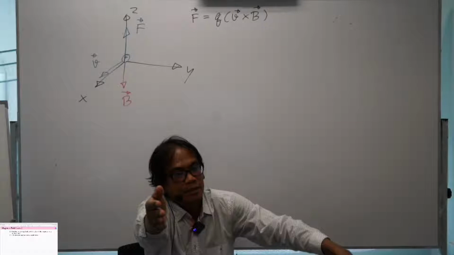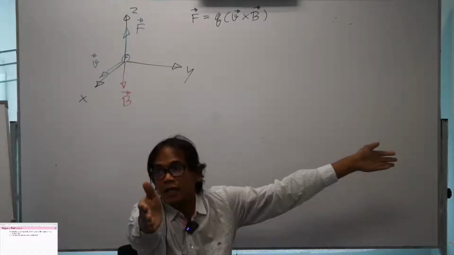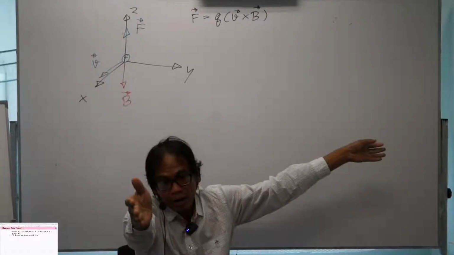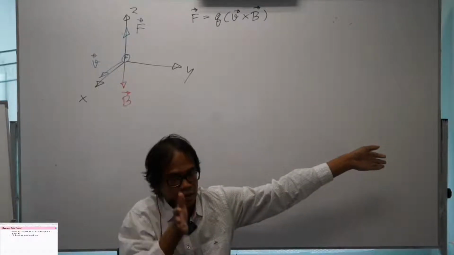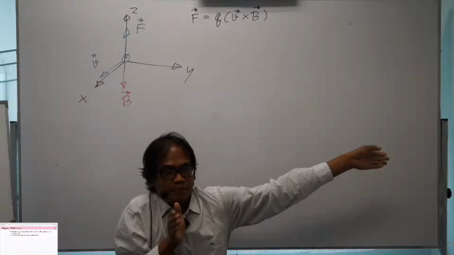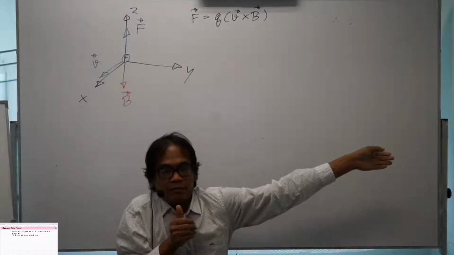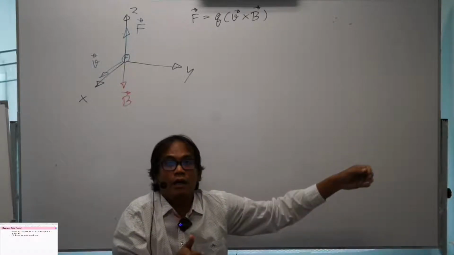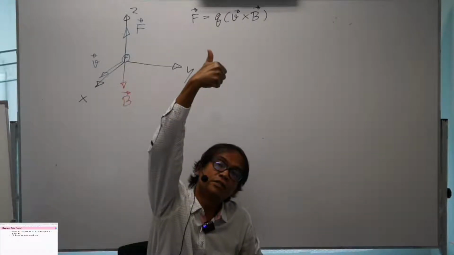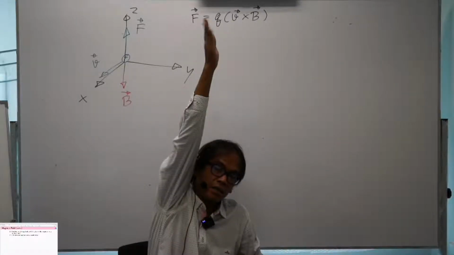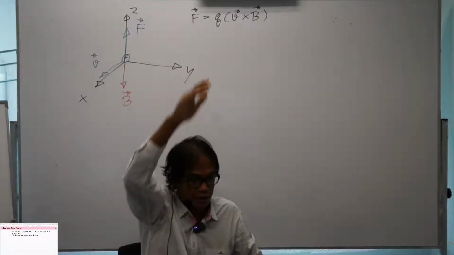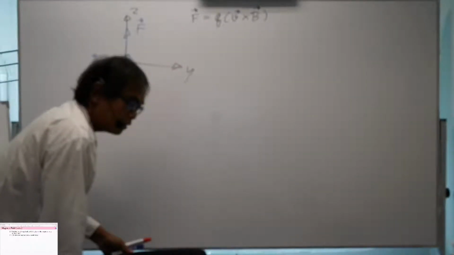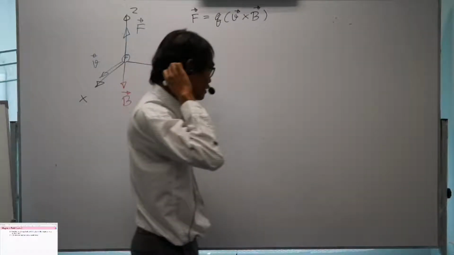You use your right hand in order to find the outcome, which is the force. Use v to B, B is here, v to B in this direction, and you get the induced force direction in this way. This is the direction of the induced force. That's the explanation in 3D, because we can have a camera.